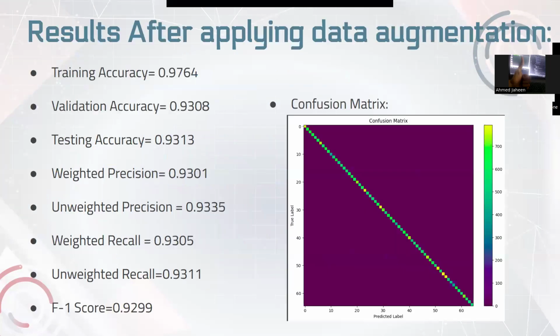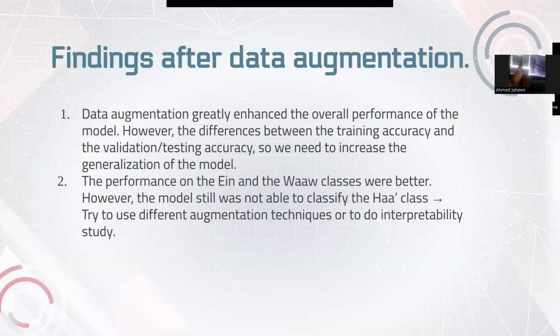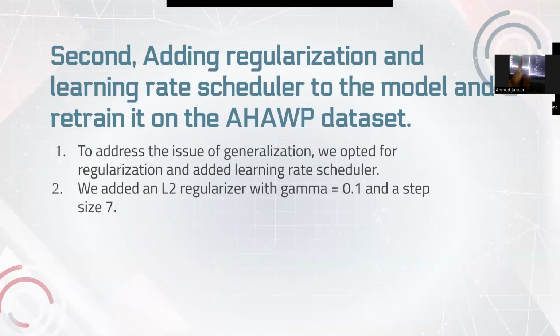This is before the augmentation. After that, we found that the training accuracy increased and the other accuracies increased too, as shown in the confusion matrix, and it greatly enhances the overall performance. However, the difference between the training accuracy and validation accuracy somehow increased, so we need to improve the generalization of this model. And the performance on Ain and waw were better. However, this model still wasn't able to classify the ha, so we are gonna try different implementation techniques.